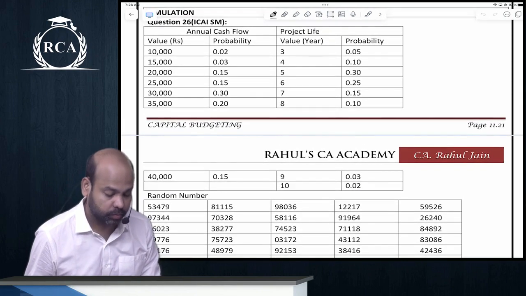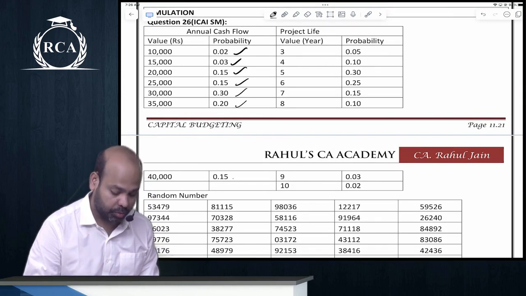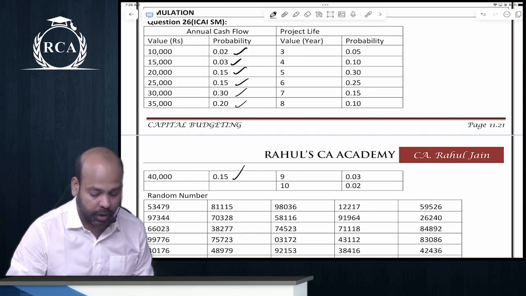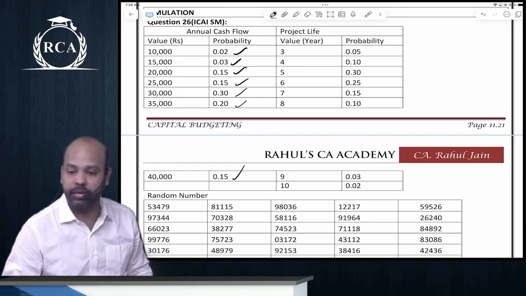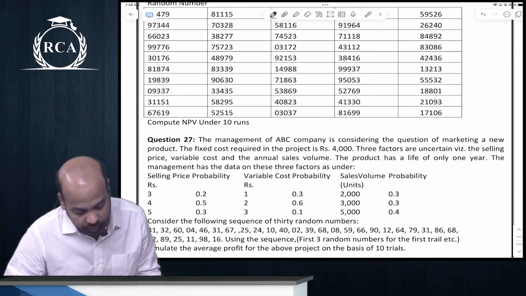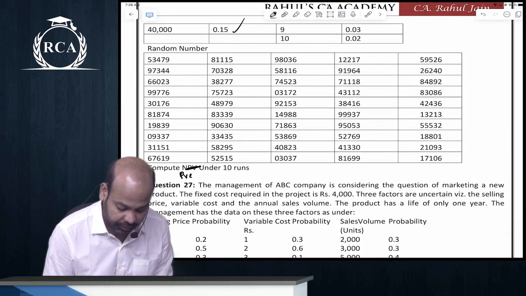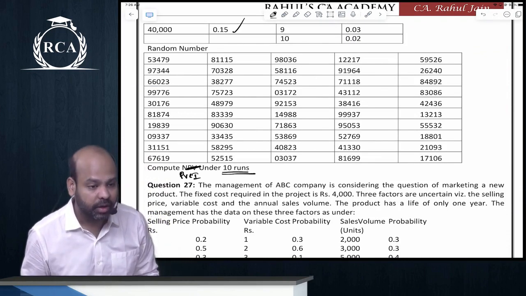Next वाला 0.03, 0.15, 0.15, 0.3, 0.2, 0.15. Project life as such guys is again 0.05, 0.1, 0.3, so on till 0.02 guys for a 10-year project life. We will have to compute NPV. NPV नहीं बेटा, we can only compute present value of cash inflows under 10 runs. 10 runs मतलब you will have to repeat the process 10 times.